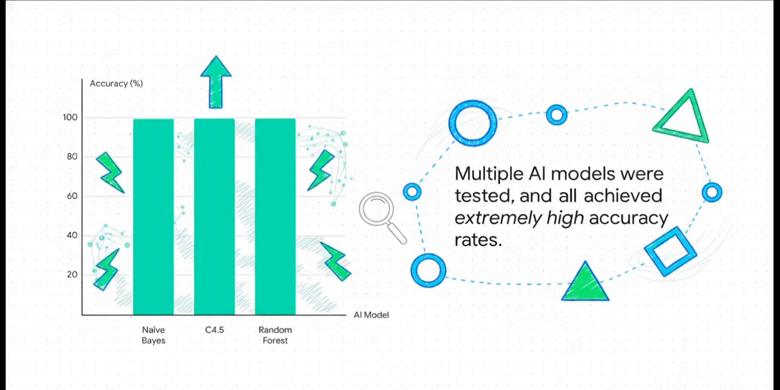And this wasn't some one-off fluke with a single algorithm. Nope, they tested multiple types of machine learning models. You see Naive Bayes, C4.5, Random Forest here, and they all performed incredibly well, each one hitting accuracy rates over 99%. This just reinforces the fact that there is a real, detectable pattern in the data that these models can lock onto.